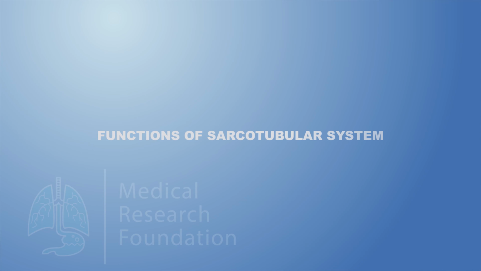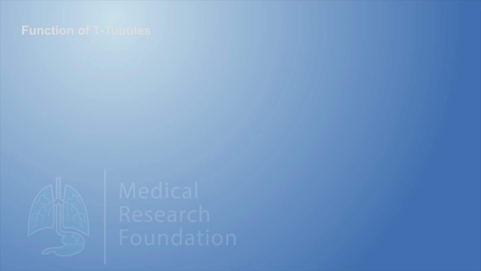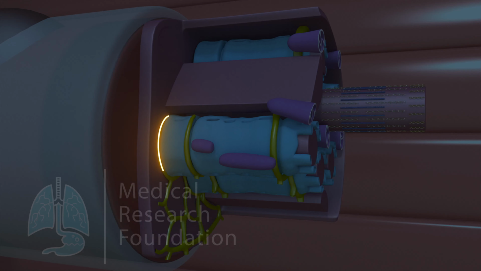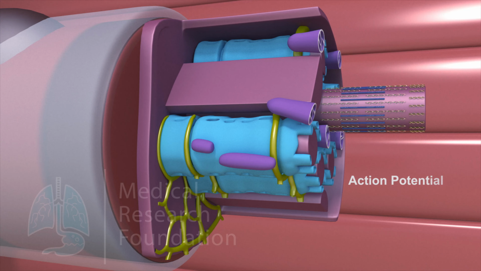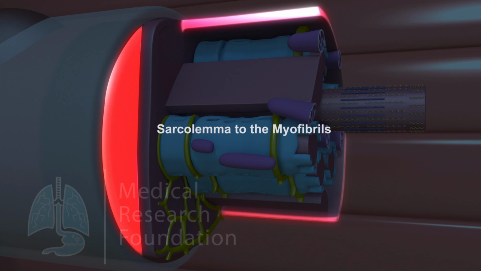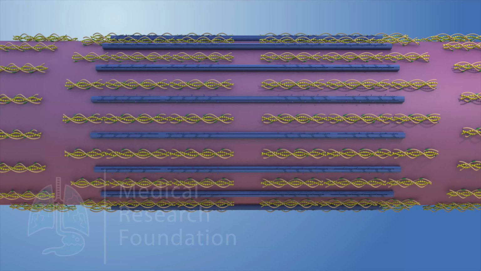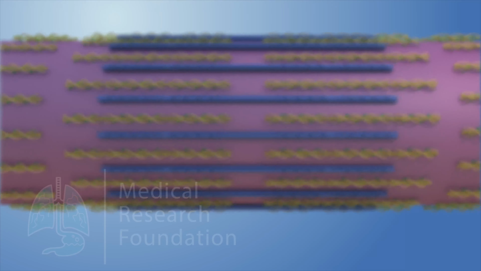Functions of sarcotubular system. Function of T-tubules: T-tubules are responsible for rapid transmission of impulse in the form of action potential from sarcolemma to the myofibrils. When muscle is stimulated, the action potential develops in sarcolemma and spreads through it.